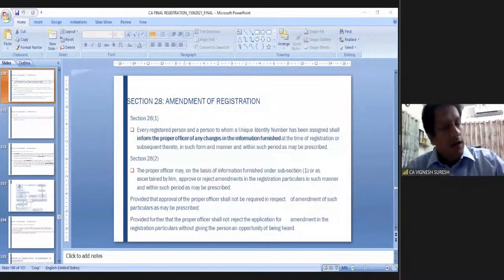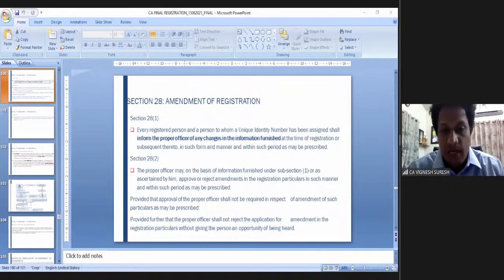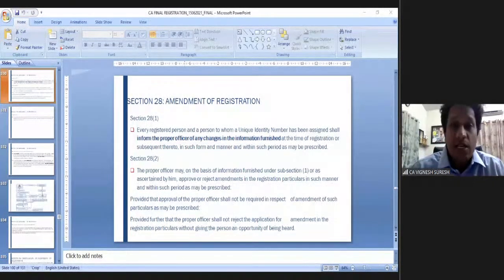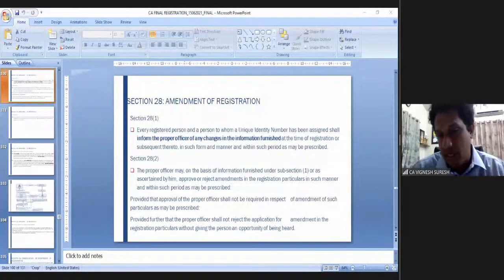So here we break for 10 minutes. Now it is 7:32 by my clock. We resume sharp in 10 minutes and we cover the concepts of cancellation, revocation of cancellation, and amendment of registration, post which we'll also work out some questions and some MCQs. Thank you very much. See you in 10 minutes.